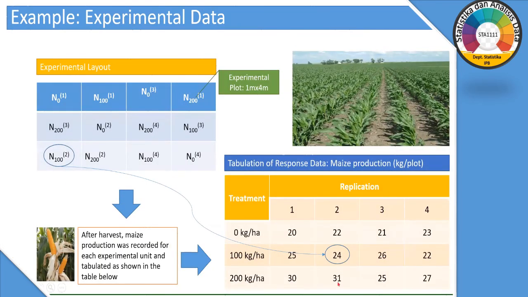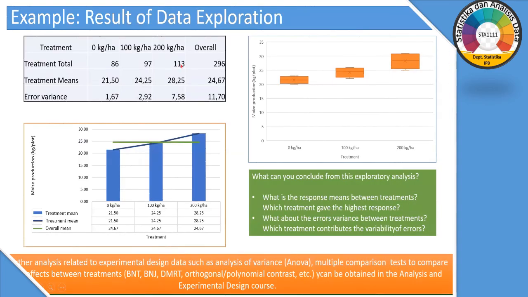So 113, for example, is obtained from 30 plus 31 plus, let's say, 25 plus 27. So the total here is 113. After dividing it by 4, you will have 21.5. This is a treatment mean. You divide it by the number of replications.